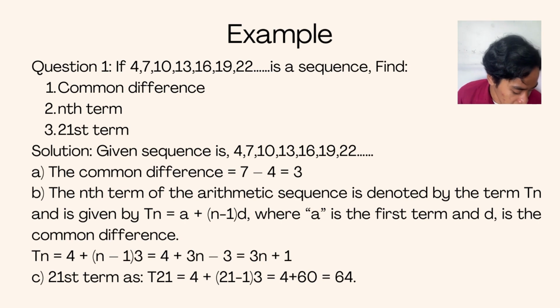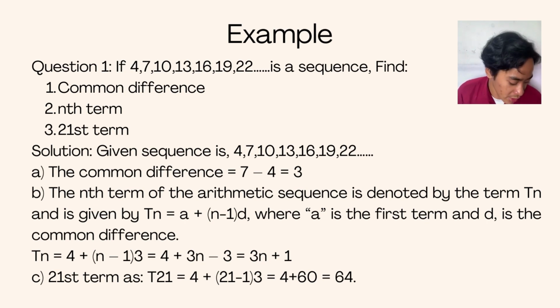The second is the nth term of the arithmetic sequence, denoted by Tn and given by Tn equal to A plus n minus 1 multiplied by D, where A is the first term and D is the common difference. So we get Tn equal to 4 plus n minus 1 multiplied by 3. So it's equal to 4 plus 3n minus 3. And we get the nth term is 3n plus 1.